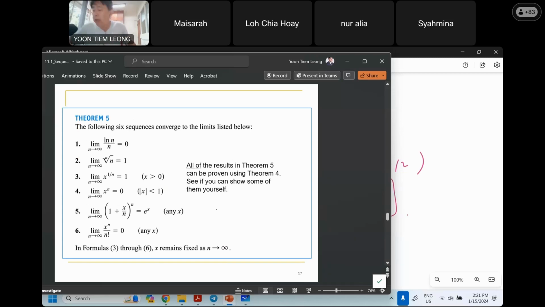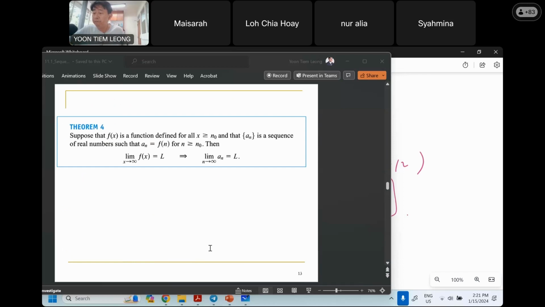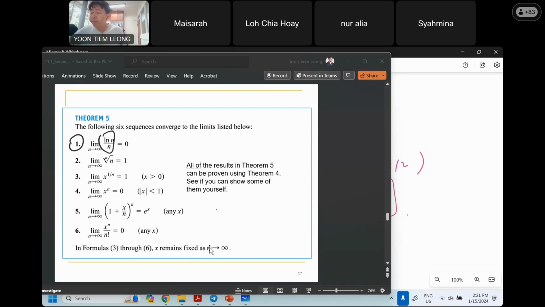Up to this point, I have to mention a few very important results on the limit of 6 types of sequence. The first type of sequence is the sequence of ln n over n when n goes to infinity. This result has been shown in example 7, right? So here we have shown that the limit of ln n over n is 0 when n goes to infinity by making use of theorem 4. There are other 5 very important results.